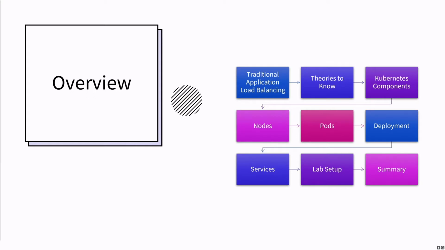We're going to look at deployments, which is how we actually deploy our containers to various pods that live on top of the nodes. Then we're going to look at services. Services are going to be how we expose our application to the outside world for end user consumption. We're going to cover our lab setup and some various other places you can go to continue learning about Kubernetes and orchestration. And then we will cover a summary of everything that we've gone over.